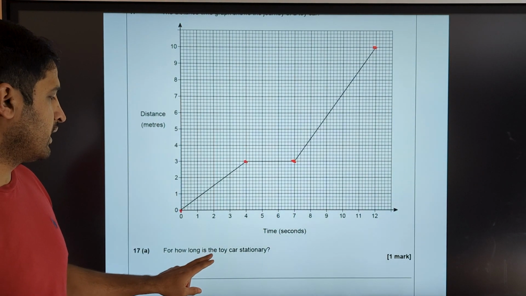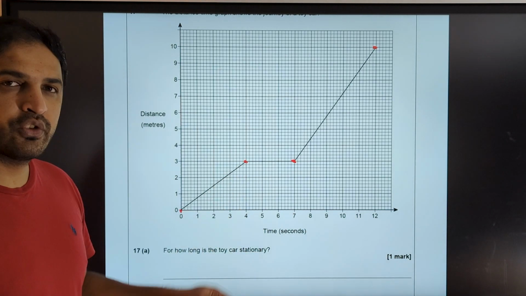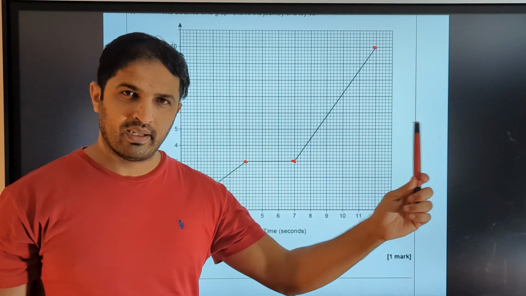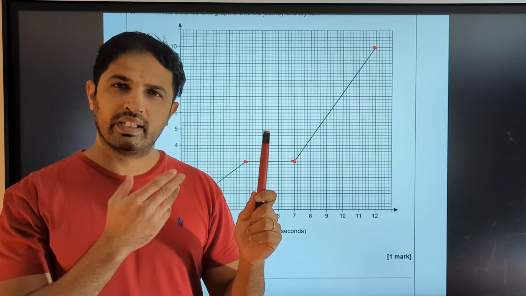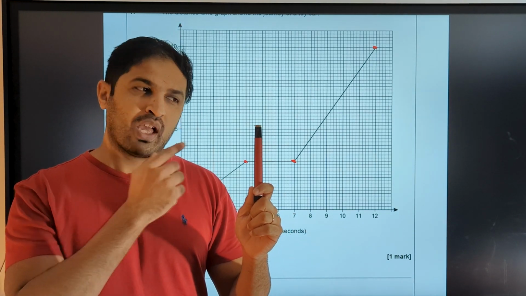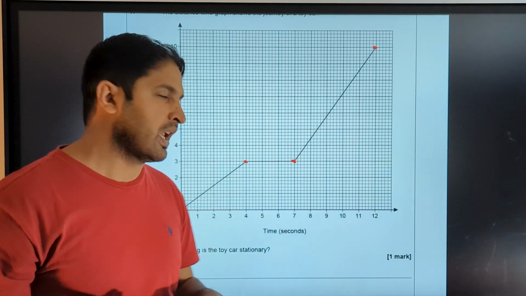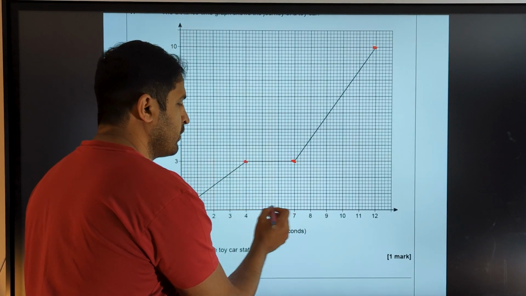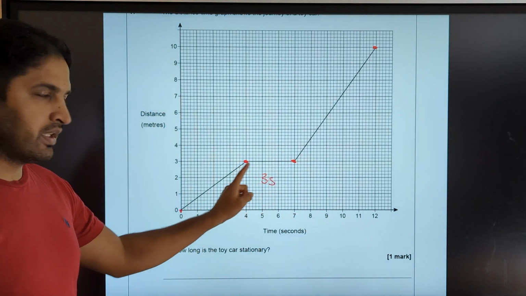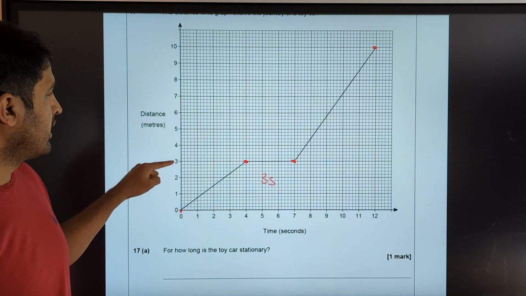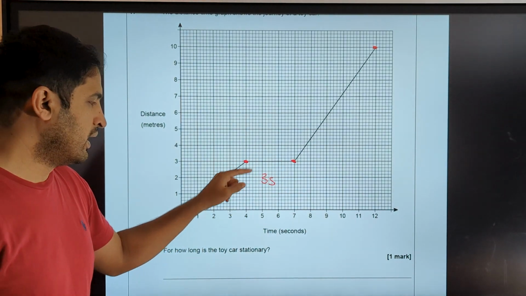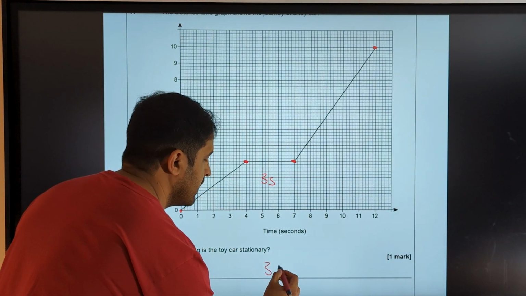For how long is the toy car stationary? Stationary means it's not moving. So if I'm moving this hand, and I say keep your hand stationary, I'm holding it at the same place. Now 4 seconds have gone by, my hand's not moved from there, or that pen's not moved from there. That means it's stationary. So from 4 to 7 seconds, 3 seconds have gone by, and the car was 3 meters away from the starting point. So the distance didn't go up at all. So the car was stationary for 3 seconds.